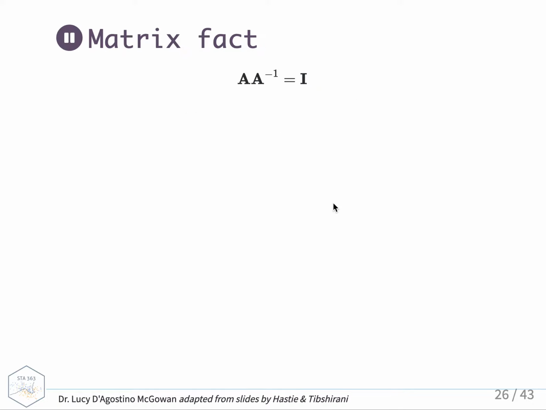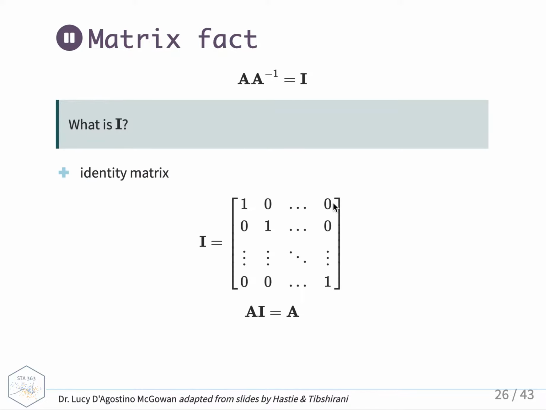So we're going to need another matrix fact for this. This matrix fact is that A times A inverse, so some matrix A times the inverse of that matrix, is equal to I, which is known as the identity matrix. And this is what that identity matrix looks like. It's basically a matrix that on the diagonal has all ones and it has 0 everywhere else. So this is the equivalent of multiplying a scalar times 1. If you multiply a matrix A times this identity matrix, you always get back the original matrix A. So it's sort of like just multiplying by 1, but in matrix land.